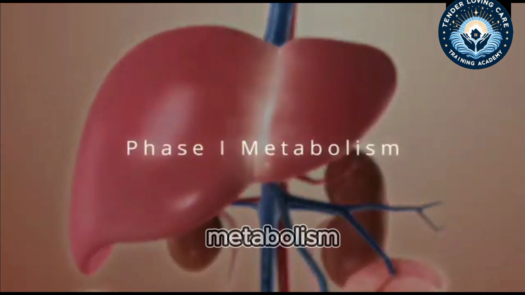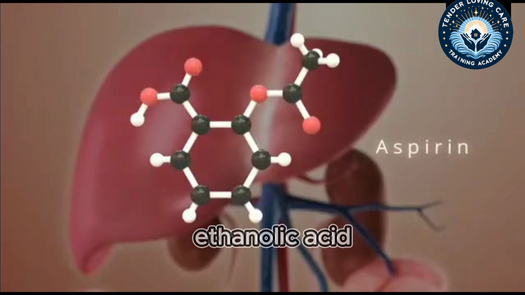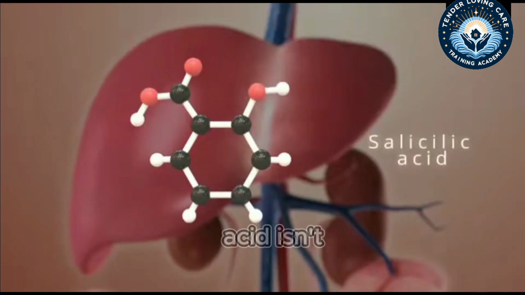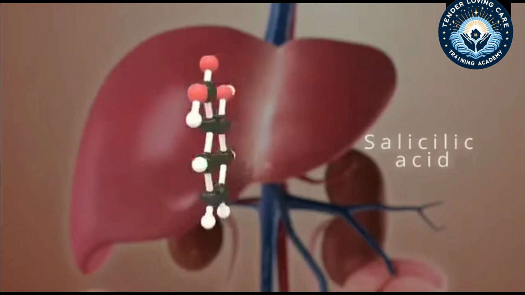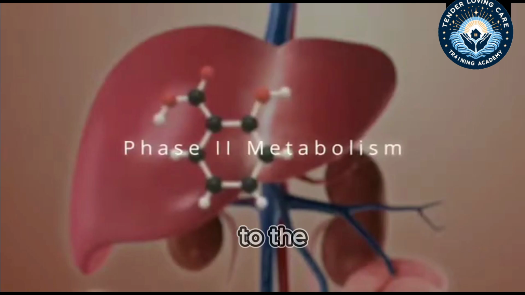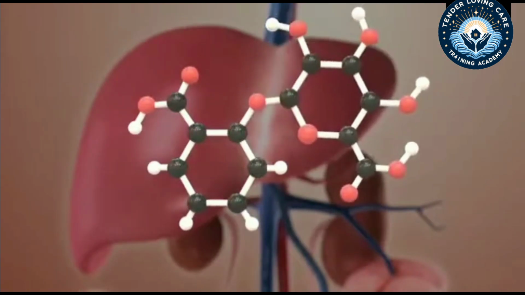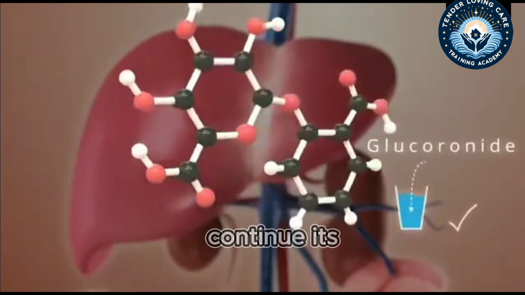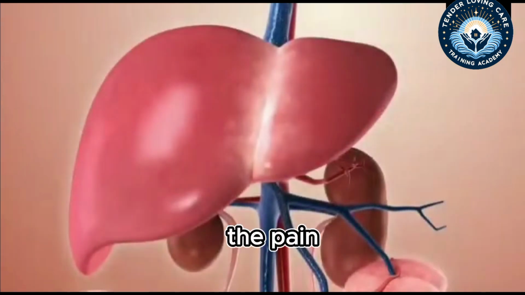Phase 1: metabolism. First, aspirin is hydrolyzed, breaking off ethanoic acid and leaving behind salicylic acid. This salicylic acid isn't water-soluble, so it can't be excreted in urine yet. Phase 2: metabolism. An ionized group is then added to the salicylic acid, forming glucuronide, which is water-soluble and can be excreted in urine. A lot less of the aspirin will continue its journey onto the rest of the body, including the site of the pain.